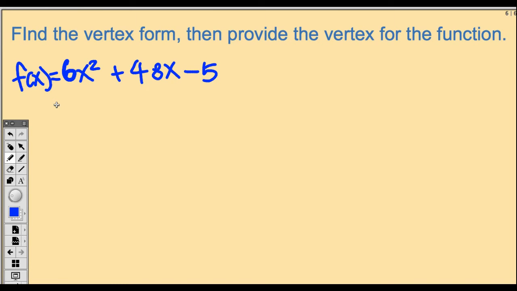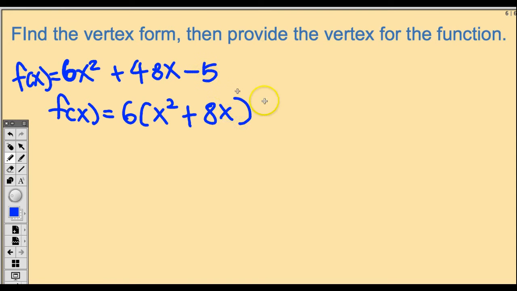So first thing you have to do, I know we all remember this, right, is to pull out the 6, right? And you're only dividing the x squared and the 48x over here, okay? So 48 divided by 6 is 8x. And then you're just supposed to leave the negative 5 by itself. Okay? So once you do that, we have to complete the square over here.